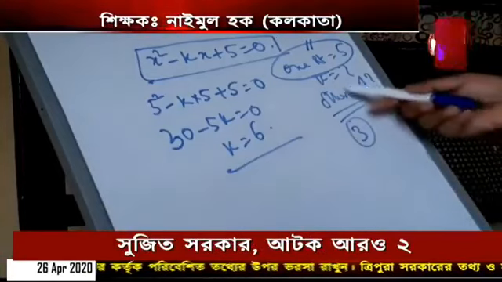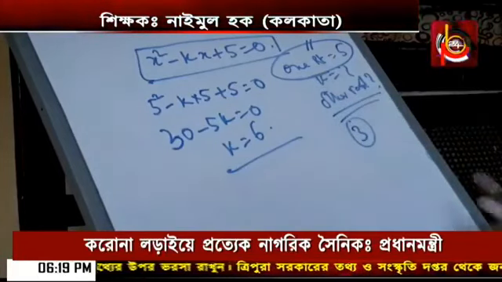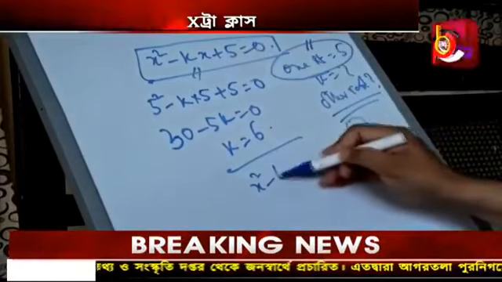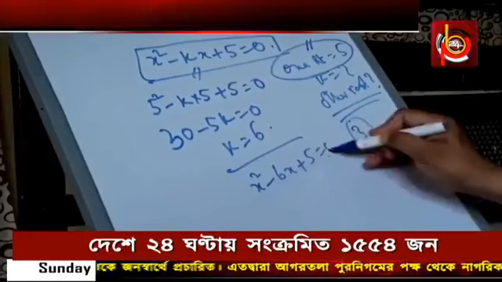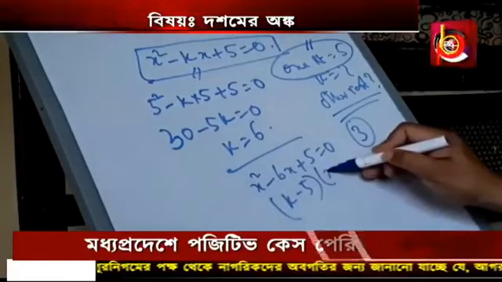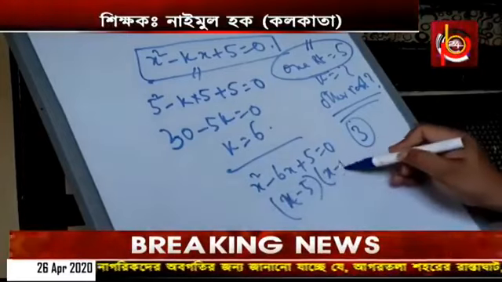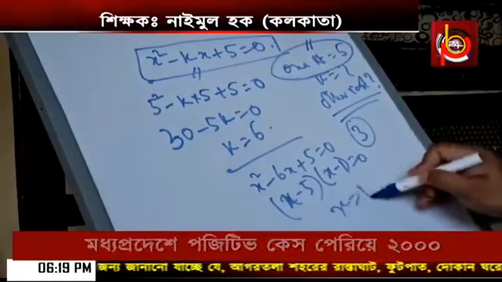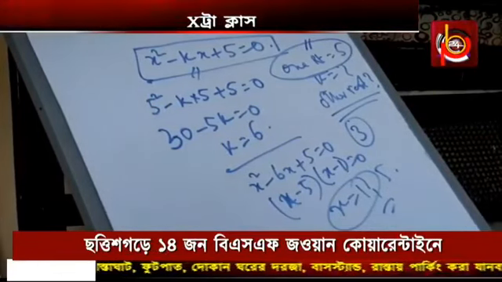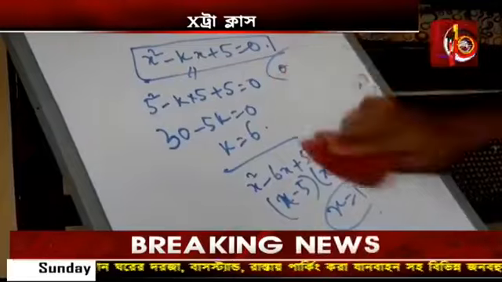Now they are telling that you have to find the other root. So we can write x square minus 6x plus 5 equals to 0. So this is x minus 5 into x minus 1. So the other root is 1. So in that way we can solve this kind of problem very easily. But again I tell you that the concept must be very much clear.